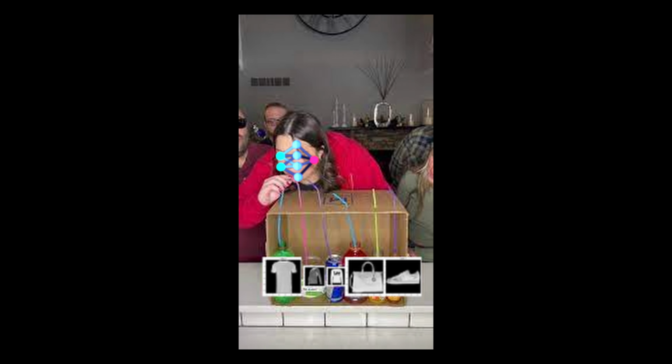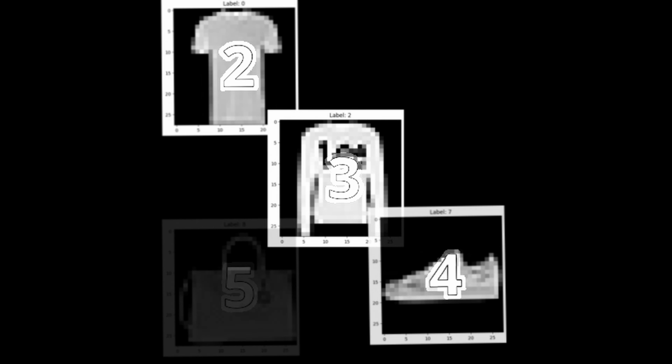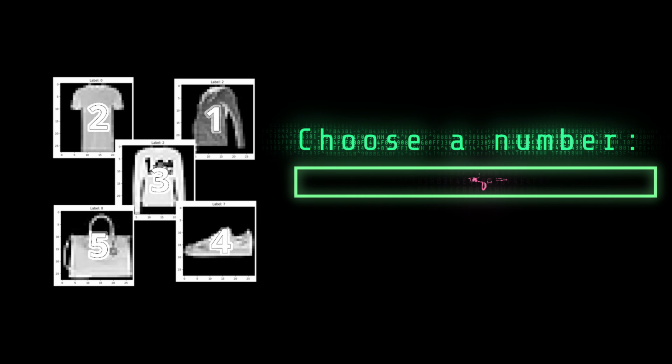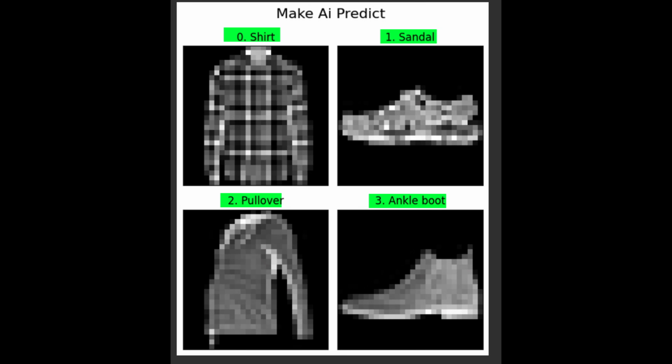Okay, time to test this model ourselves. So, I have made this simple function, which displays random images from our test dataset, and we could choose any image to predict. Now, let's test it. And boy, what is going on? Now it is working well.